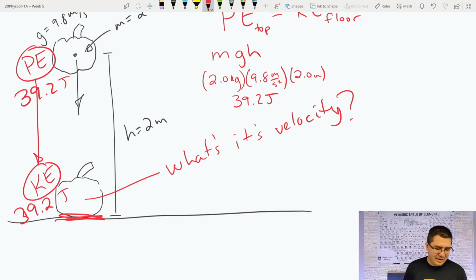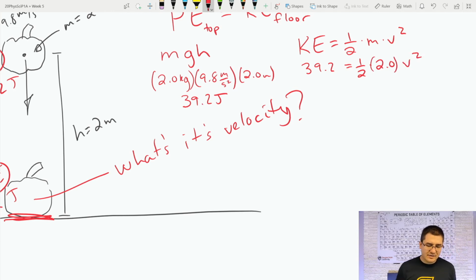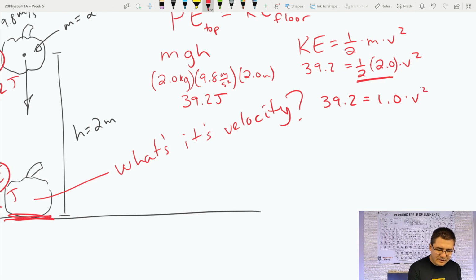Then we can take that up to our kinetic energy equation. Remember, kinetic energy was 1/2 times mass times velocity squared. We can plug in everything that we know. We know that the kinetic energy at the end is 39.2. We know that the mass of the pumpkin is still 2. I'm going to leave the units out. And we want to know what the velocity is. So we can solve this out. 39.2 is equal to, let's do some multiplication here, 1/2 times 2 is 1, and I've still got this multiplied by v squared.